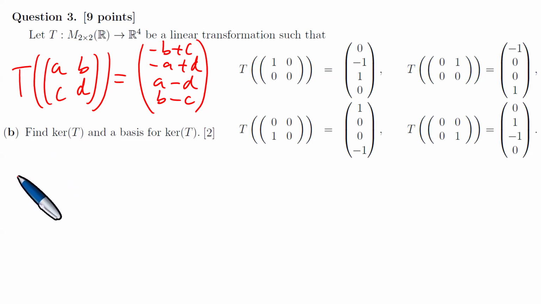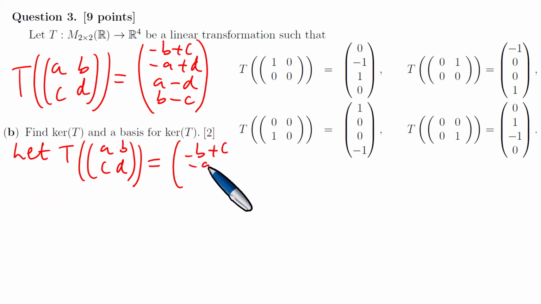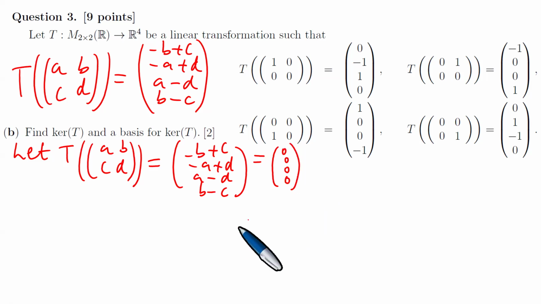How do we find the kernel of T? To find the kernel of T, we proceed as follows. For the kernel, we let the image of A, B, C, D be exactly the same as minus B plus C, minus A plus D, A minus D, B minus C. We let these be equal to the zero vector with 4 components, 0, 0, 0, 0. Okay, so that is what we do.